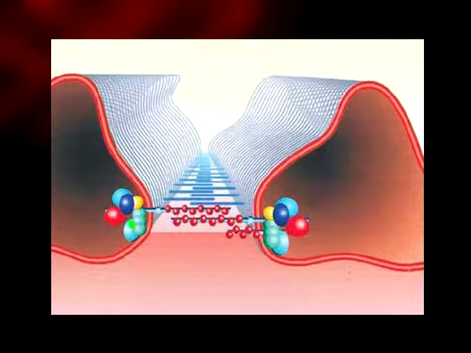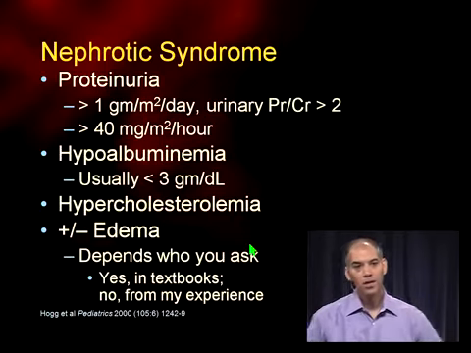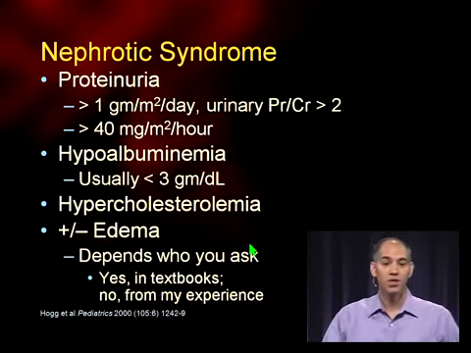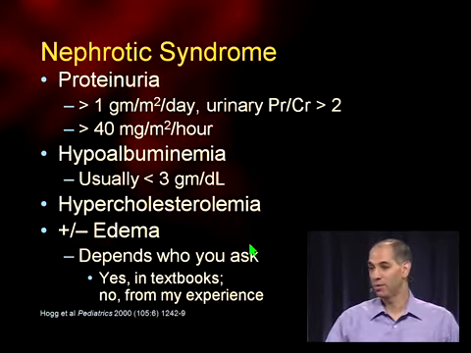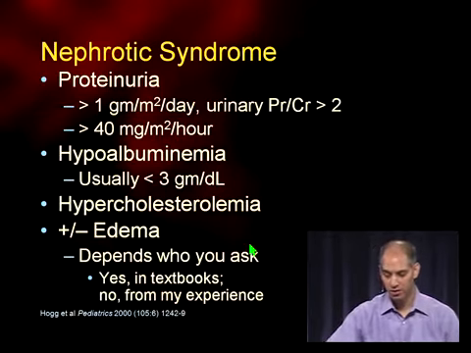There are podocin and nephrin molecules that hold these together. And because they have these negatively charged ions out here, it bounces proteins back in. And so a problem in nephrotic syndrome generally occurs right here along those podocytes. Talking some numbers, usually you have more than a gram per meter squared per day, or a protein-creatinine ratio greater than 2, usually more than 40 milligrams per meter squared per hour.